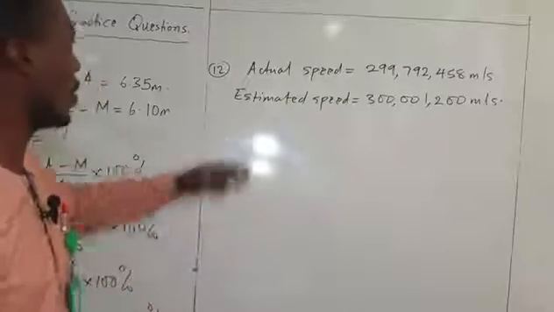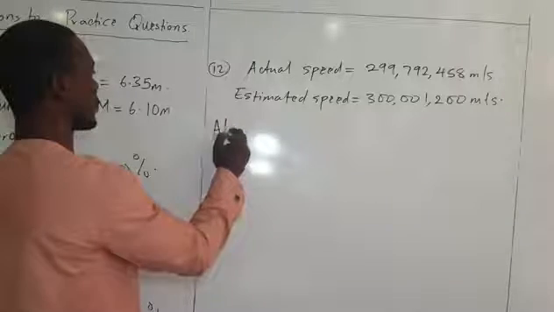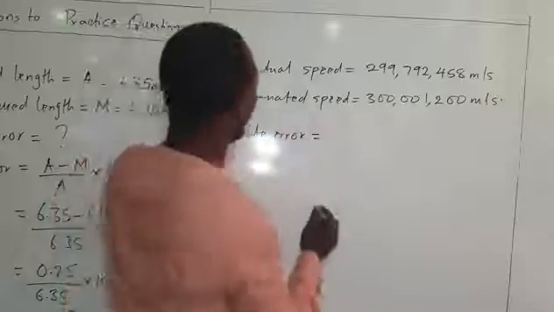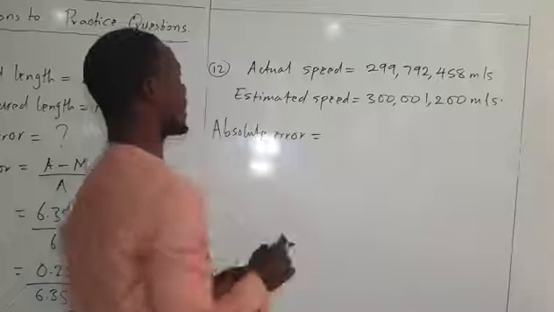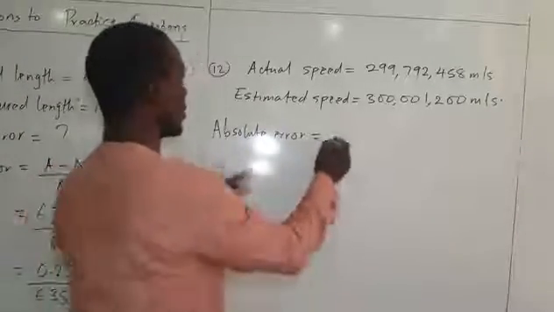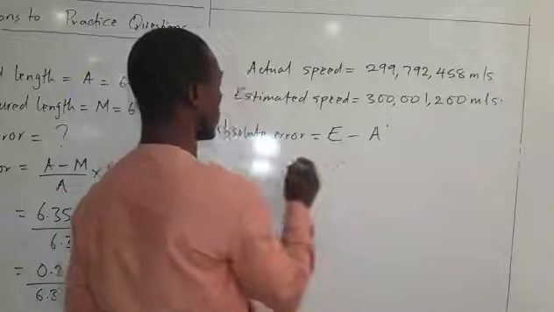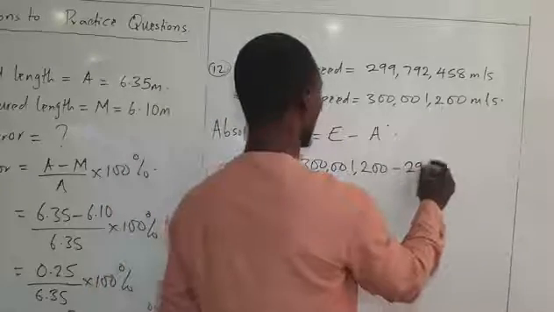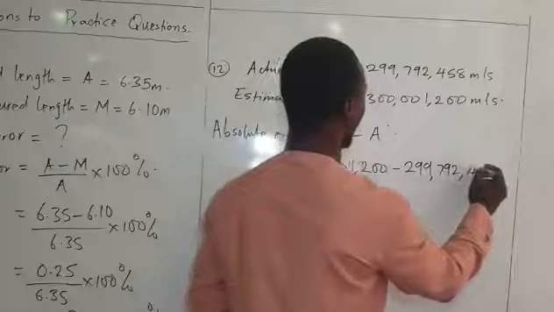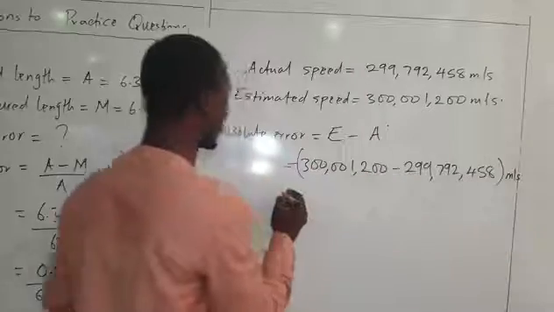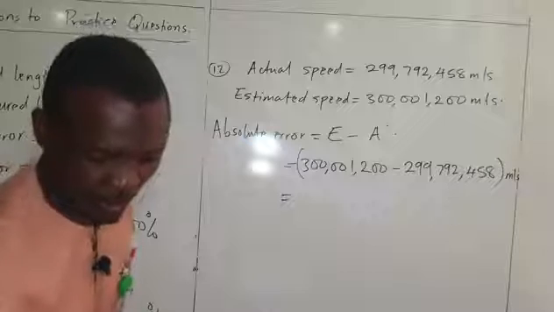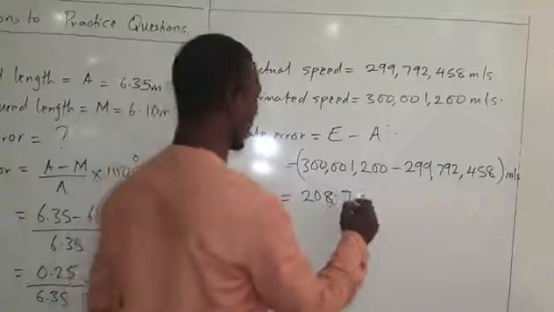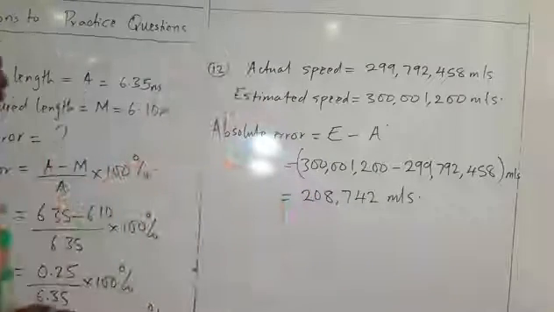So we are using this question to solve for absolute error. Absolute error is the difference between the actual and the estimated. We observe that the estimated is more than the actual, so we write estimated first, because if you check your options, we don't have negative values there. So we have E, which is estimated minus actual: 300,000,000 and 1,200 minus 299,792,458 meters per second. If you do your calculation very well, we have 208,742 meters per second. So that is the absolute error.